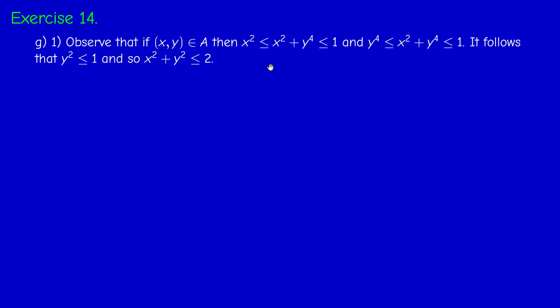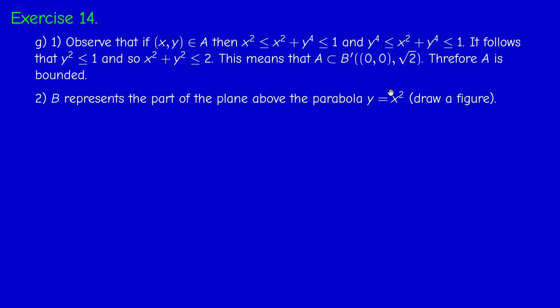And if I want a ball, then of course this square of size 2 is contained in the ball of center 0 and radius square root of 2. Because if you just add x squared plus y squared, you get 2. So A is contained in the closed ball of center (0, 0) and radius root 2, and therefore A is bounded. Okay. We don't need to draw what A is exactly.